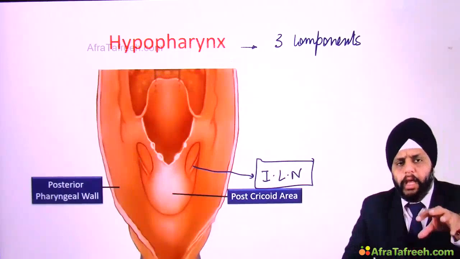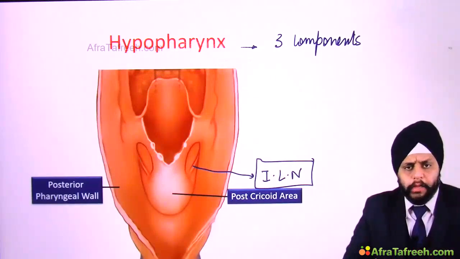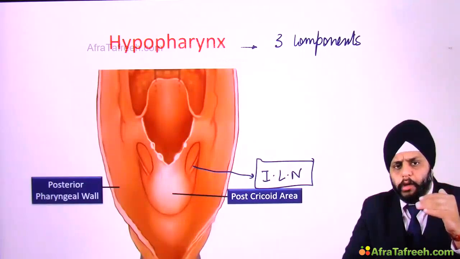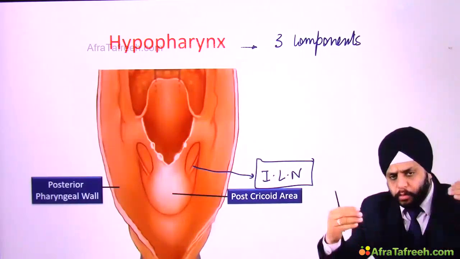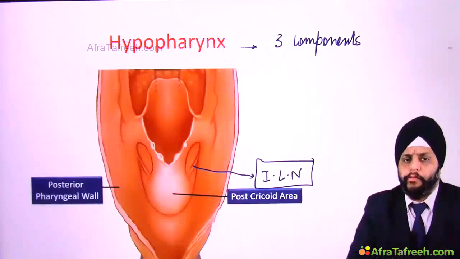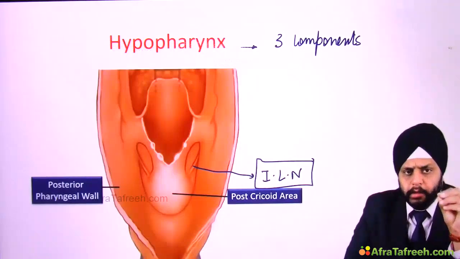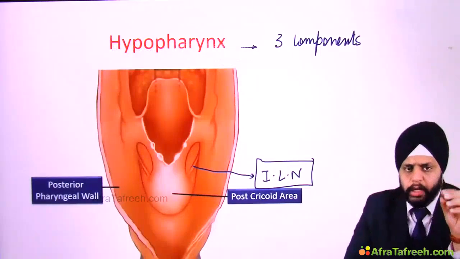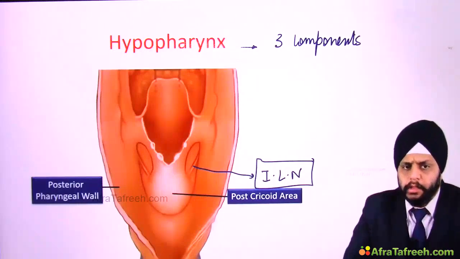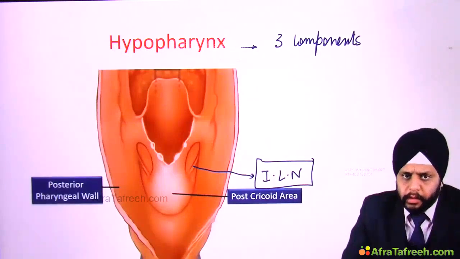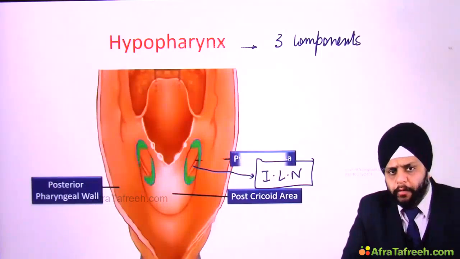It supplies the sensory supply to the supraglottis, and this is going through the pyriform fossa. So you have to anesthetize this. You can put a cotton pledget mixed with xylocaine over here and that will anesthetize this internal laryngeal nerve. Okay, so that is the pyriform fossa.